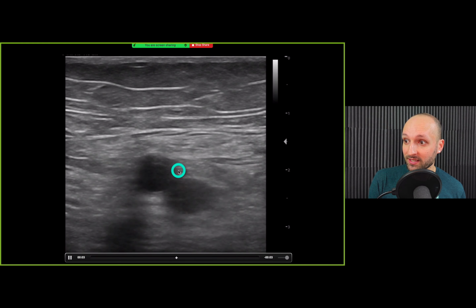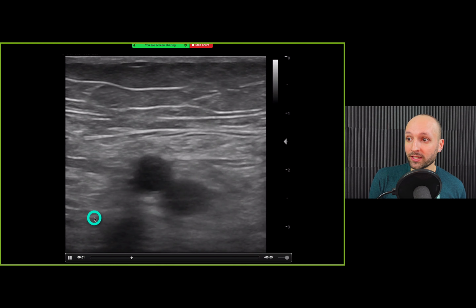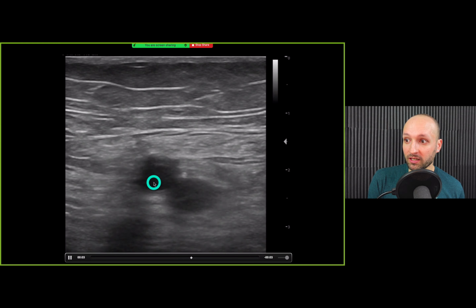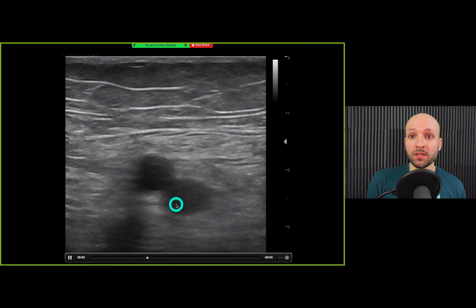Now here is a great ultrasound of a deep venous system. And I know that because this is the artery right here, and this right here is the vein. Now notice there's compression. We have a little bit of compression of the artery there, and I'm not seeing any compression of that vein.